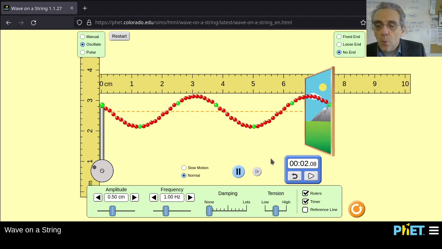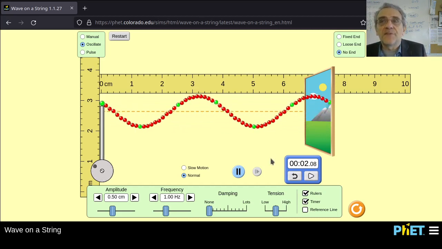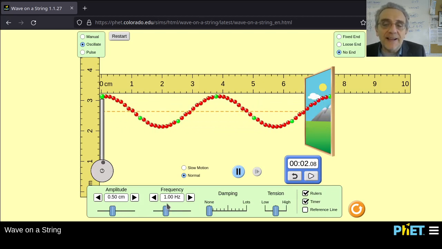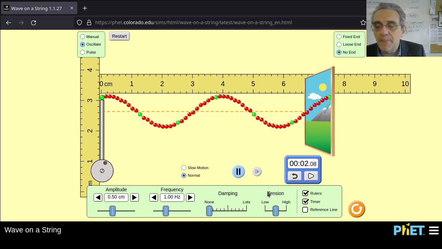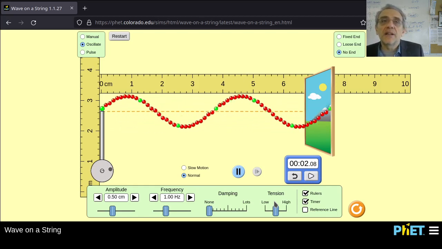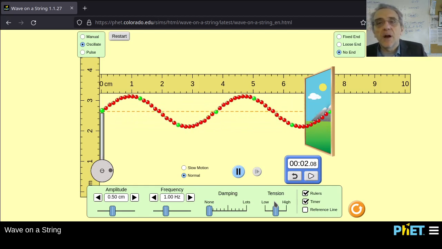So what have we learned from this? Well, we've learned that changing the amplitude or the frequency does not have an effect on the velocity of the wave. But in fact, the tension does. So let's go and write a statement regarding how we could sum up our discovery.